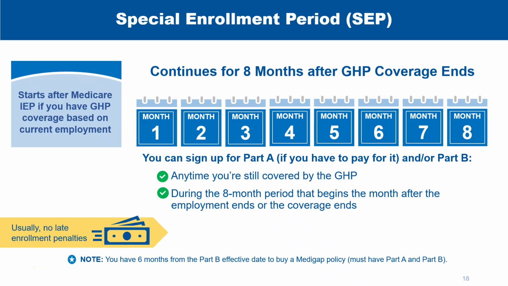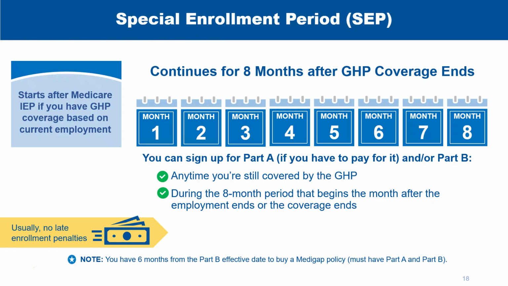All right, so special enrollment period continues for 8 months after your group health plan ends. So if you're still working after the age of 65, you have the opportunity to keep your group health plan. This will protect you from penalty as long as you're covered by an active group health plan. You can sign up for Part A if you have to pay for it and/or Part B. But anytime you're still covered by your group health plan, you are protected and you do not have to apply.